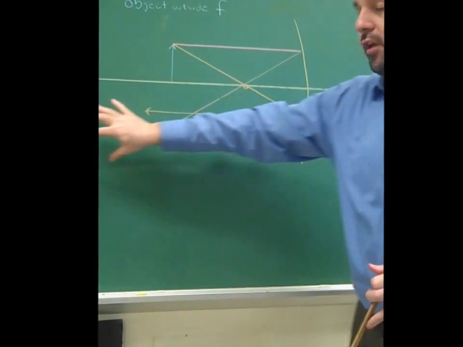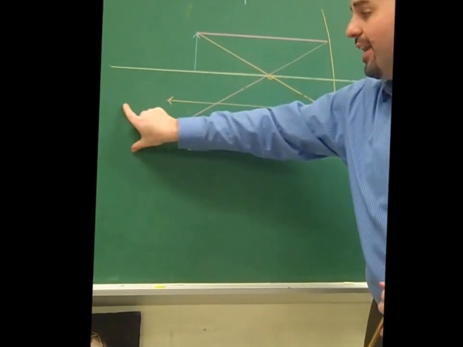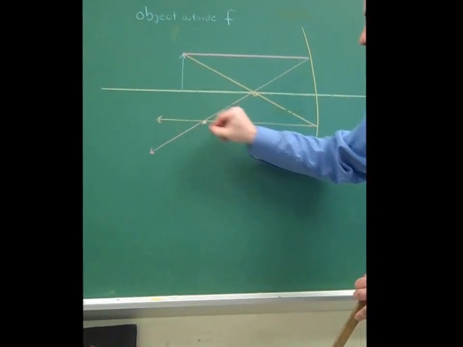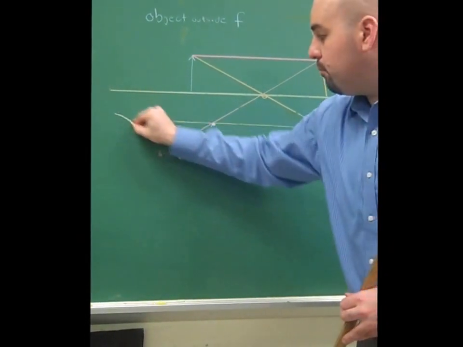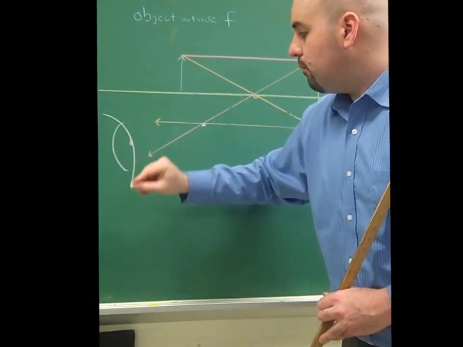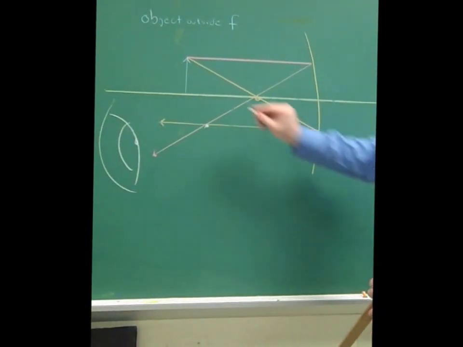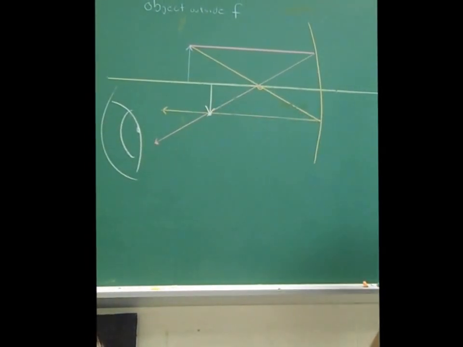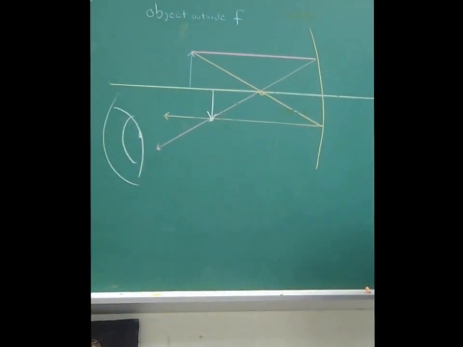Your eye over here sees these 2 light beams, and your eye sees them as coming from this point. So this point is where your eye perceives the image from. That's your eye. This point is below the principal axis, so I'm going to draw it in like that. Let's label a couple things.